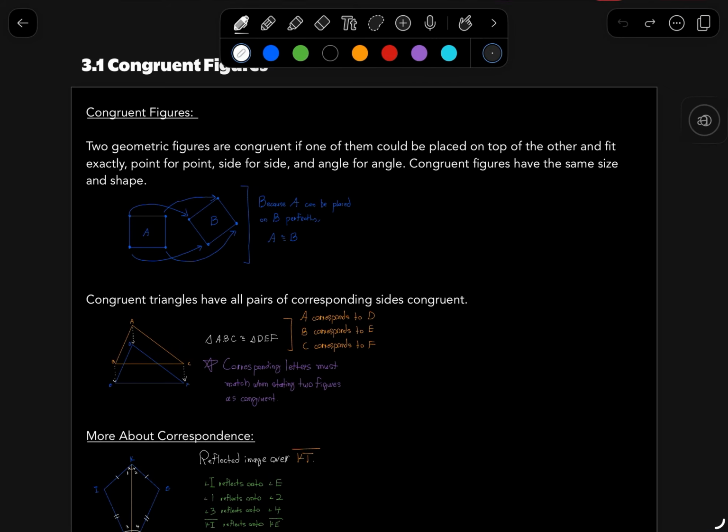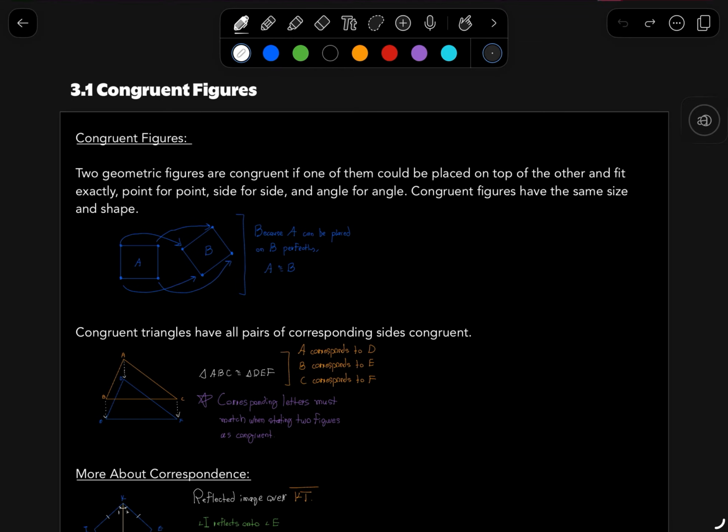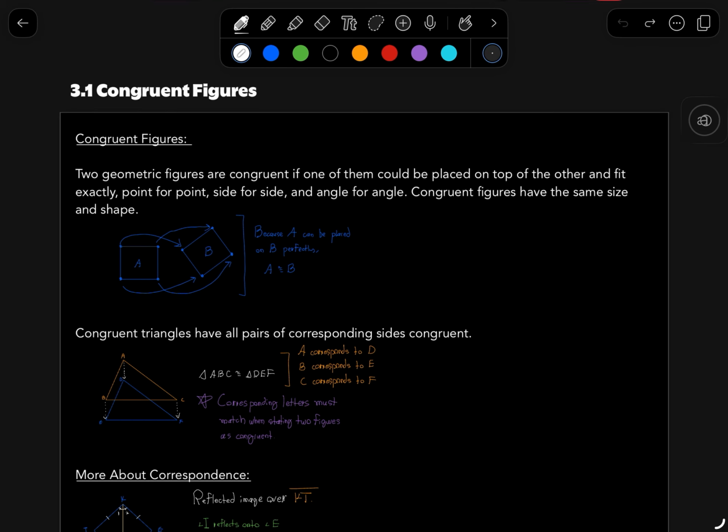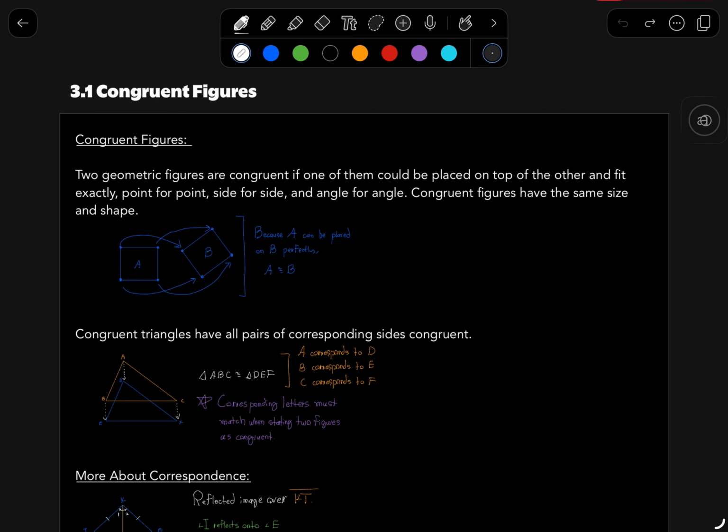Welcome back. Today we're starting Unit 3 in this honors geometry course, which will cover congruent figures. If you haven't watched my previous lesson, 2.8, I recommend you do so, but let's get right into it.